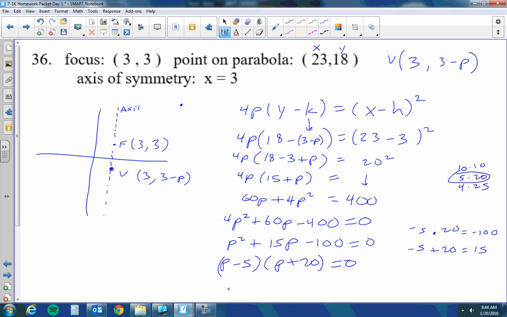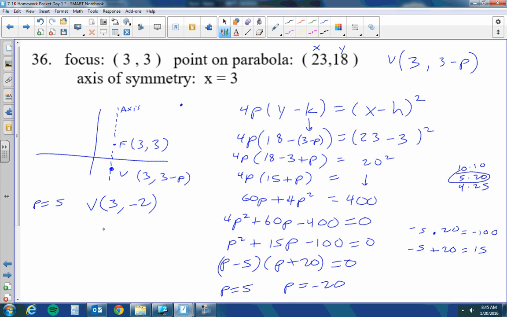So each of those factors equals 0, and you find that the missing number here is 5, that makes it 0, and then this number here is negative 20. And we get 2 possible parabolas, because we have 2 different possible values for P. So to write your equations, if P is 5, then the vertex is where? 3 comma what? Right, 3 minus 5 is negative 2.